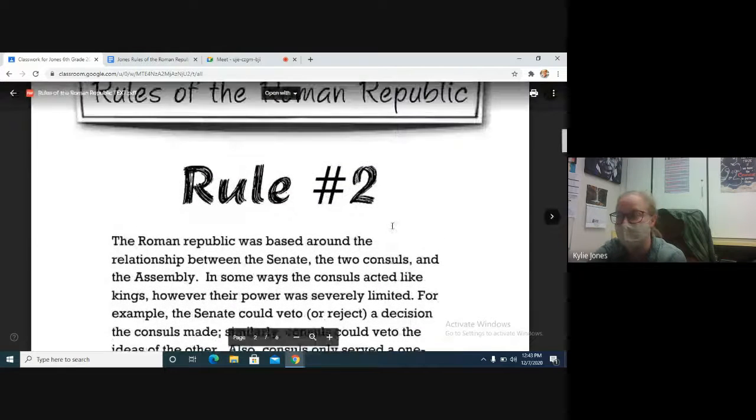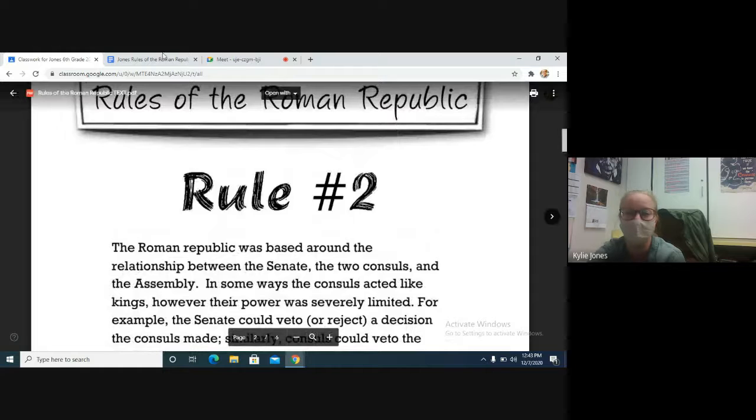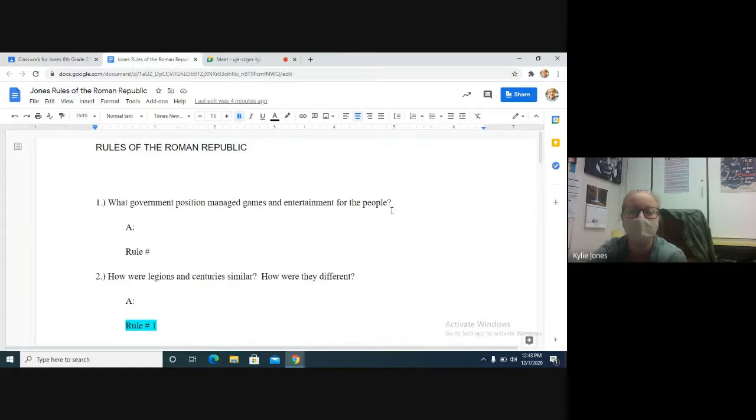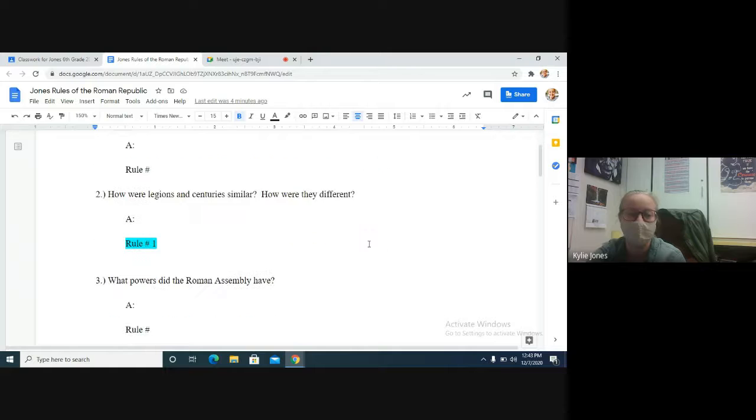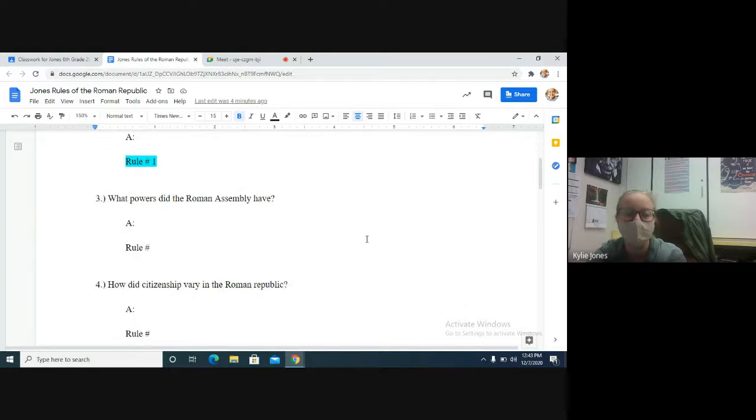Let's go decide which questions you're going to use this information for. Let's look at number 1. Number 1 says, what government position managed games and entertainment for people? No, it didn't really say anything about that. Number 2, we already know goes for rule number 1, so we don't need to do that one. Good. Number 3, what powers did the Roman Assembly have? Did we just read about that? Yeah, the rules that they had. So this goes with rule number 2.